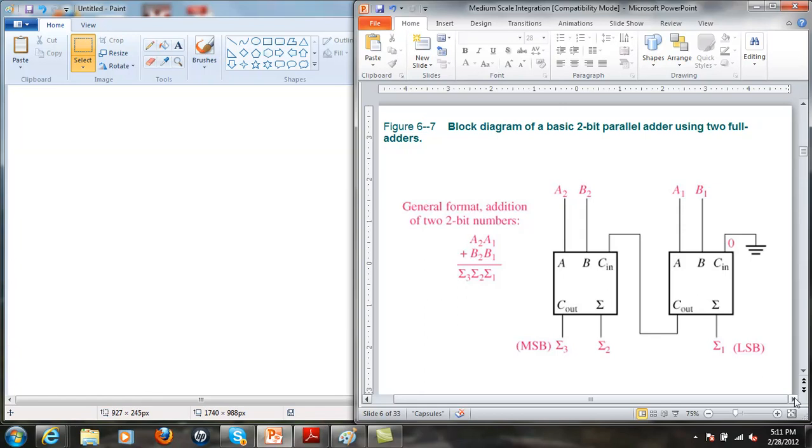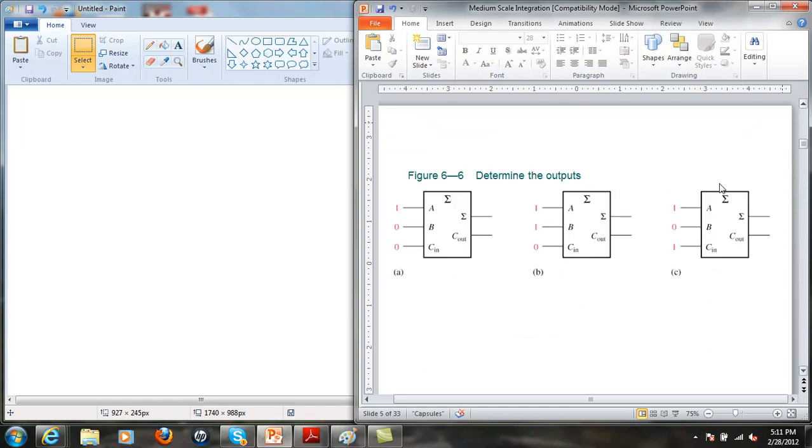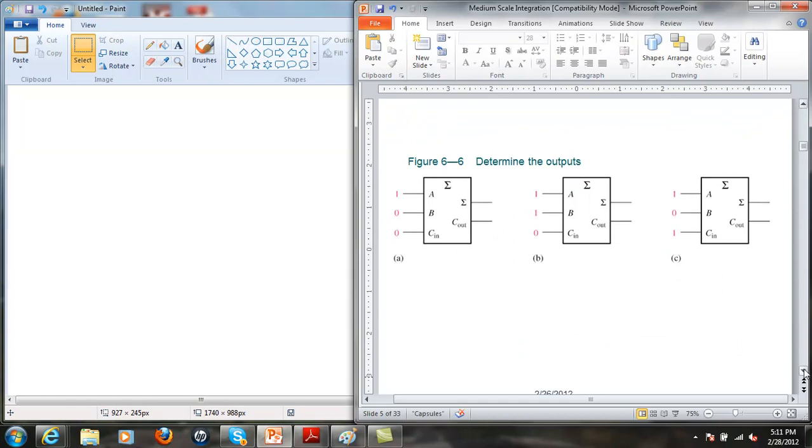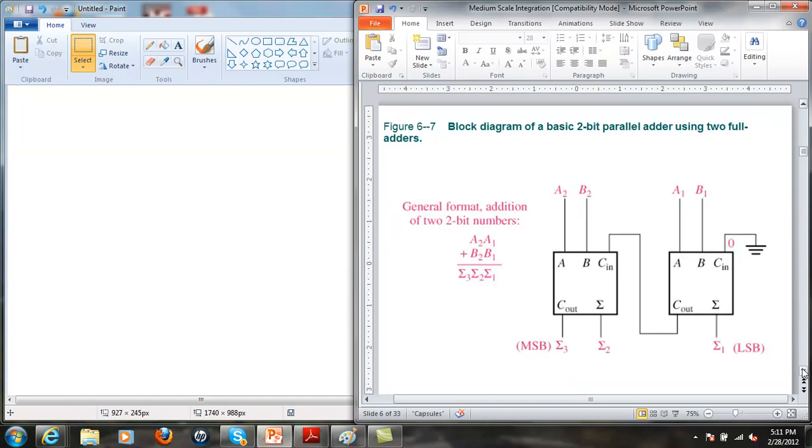This is an implementation of a 2-bit adder. So these previous chips were single bit adders, but let's say you needed to add something a little more complicated. So how do you make a 2-bit adder out of 2 single bit adders?